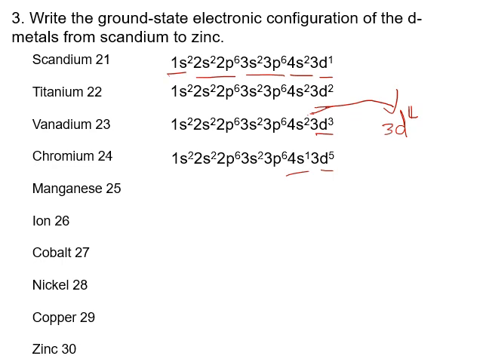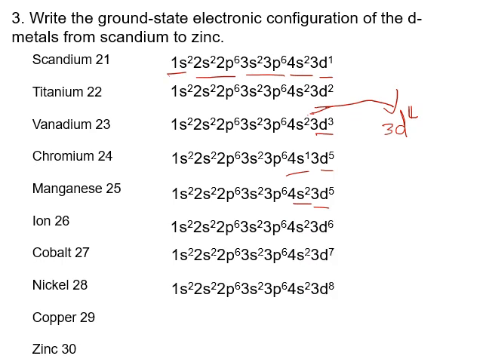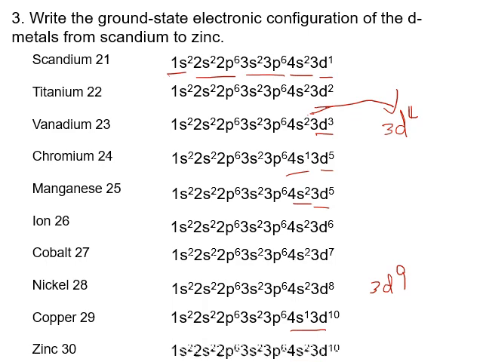And then manganese goes to 4s2 and then 3d5. And the next are 3d6, 3d7, 3d8, and now here comes a second exception. Now instead of 3d9, it goes to 3d10 with 4s1. And then zinc, 4s2, 3d10.